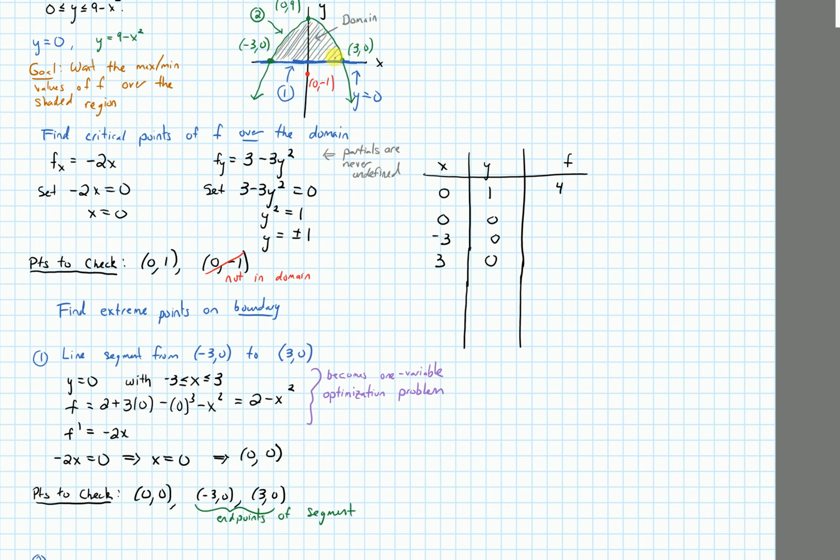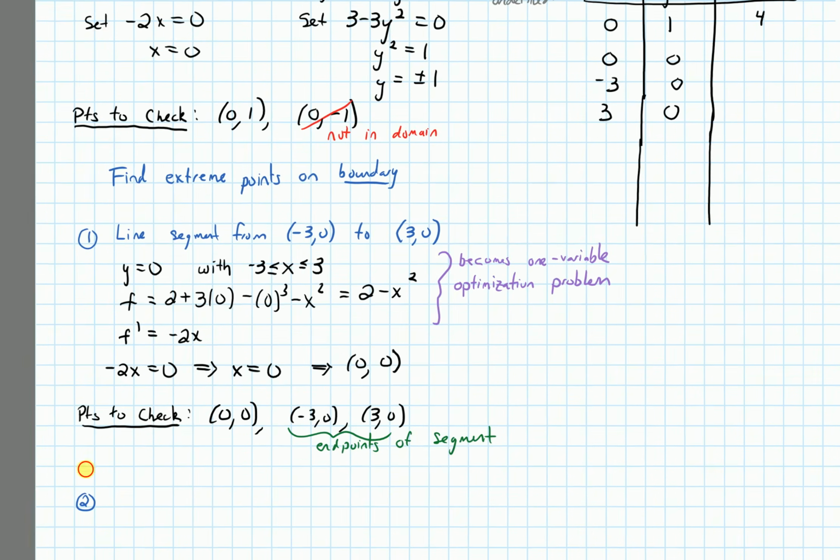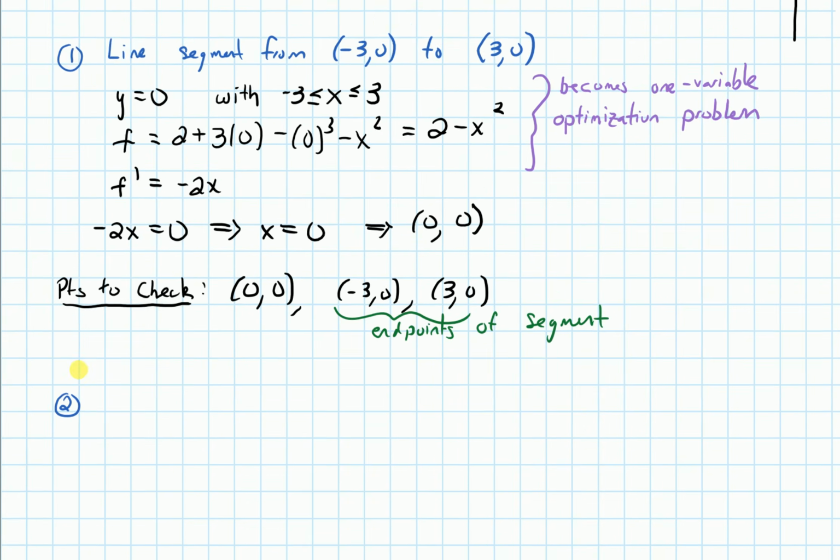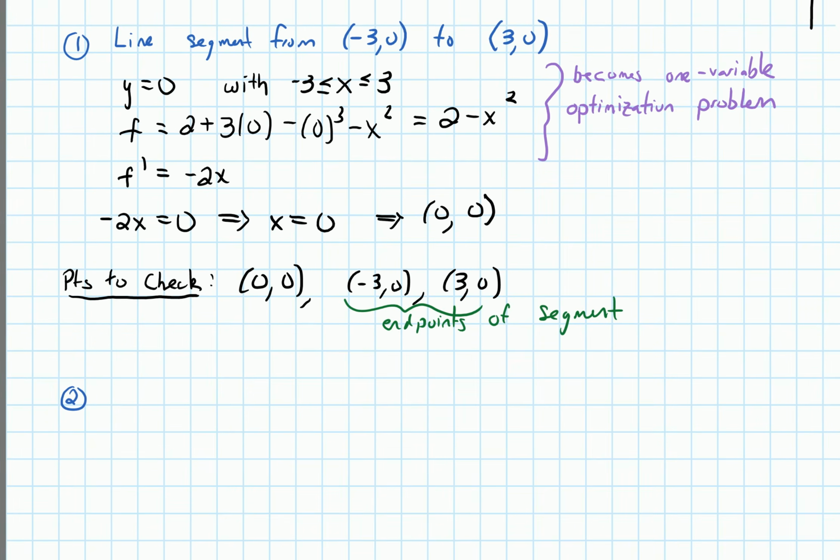But now we also have that parabolic portion of the boundary curve to consider. Okay, so let's zoom in a bit. Let's consider that parabolic portion. Its equation is y equals 9 minus x squared from the point negative 3, 0 to the point 3, 0.